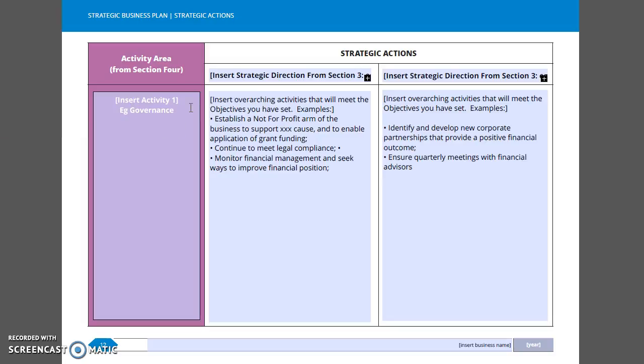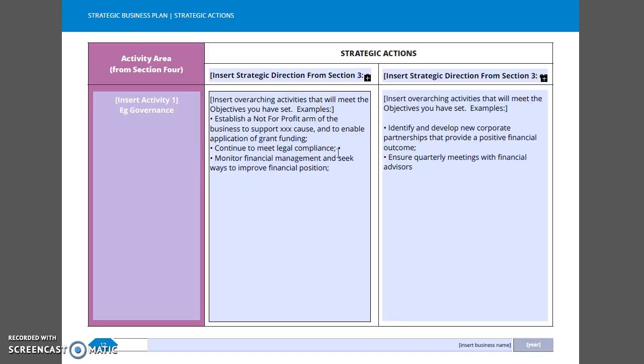So again, firstly, we have the governance pillar. We've got our strategic direction. What detailed actions can we put in here to achieve those strategic directions? So if one of our strategic directions was all about profitability, perhaps it was about establishing ourselves in a partnership for a cause, then perhaps what we want to do on the action level is to establish a not-for-profit arm of the business to support that cause and to enable applications of grant funding. So that's the sort of action, the detail, that we're talking about at this action step.